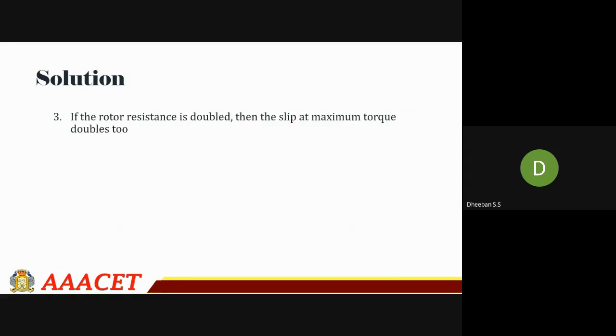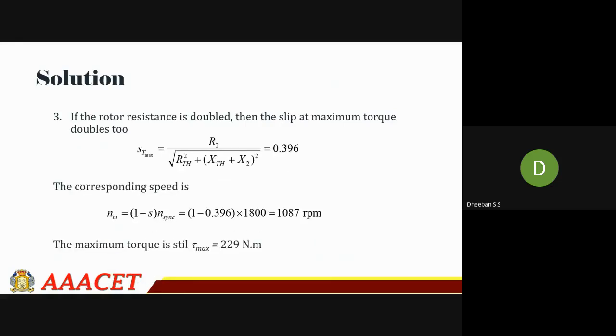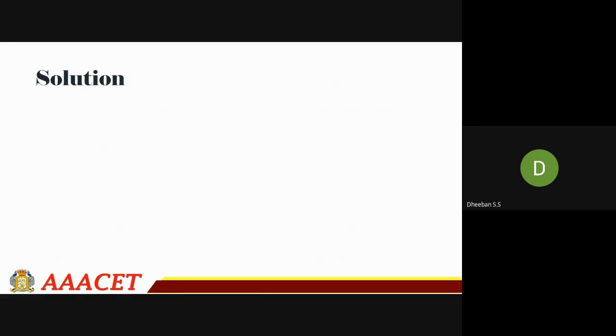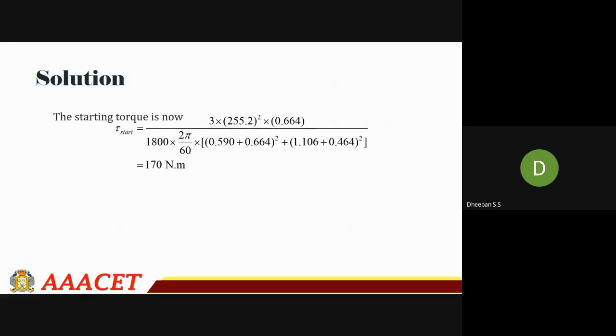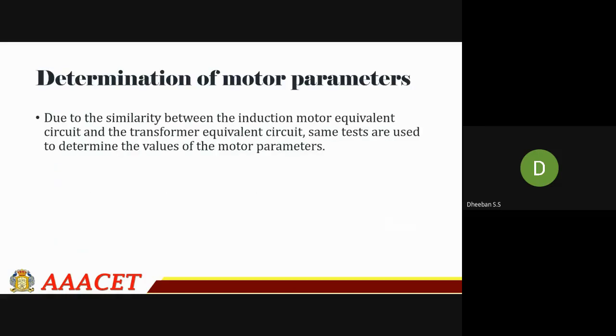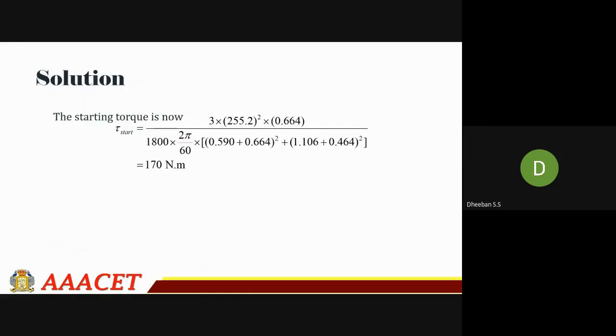If the rotor resistance is doubled, then the slip at the maximum torque is also doubled. So the slip you have got, you have to multiply it by 2 and then find your rotor speed. And then you can find your starting torque. So this is with respect to your torque speed characteristics. Okay. Thank you.